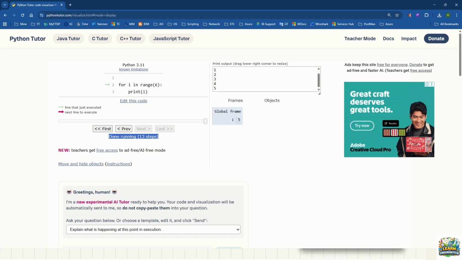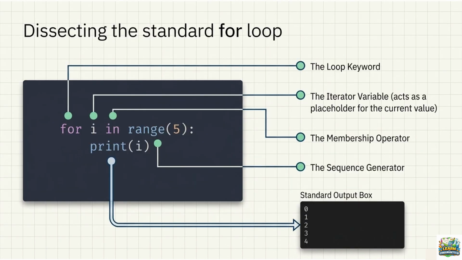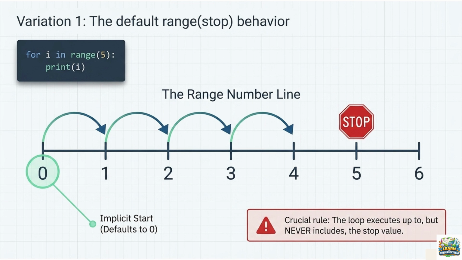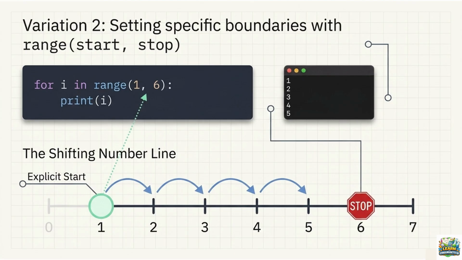So this is the standard for loop. And we have one variation, which is the default that we have learned before. The loop executes up to the end of the range, but it never includes the stop value. Where it should stop, it will not be there, but it repeats a certain number of times. And this is range with start and stop, where we tell where to start and where to stop. I'll show you.